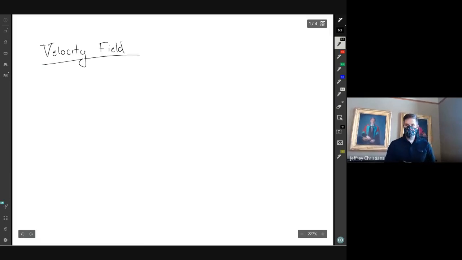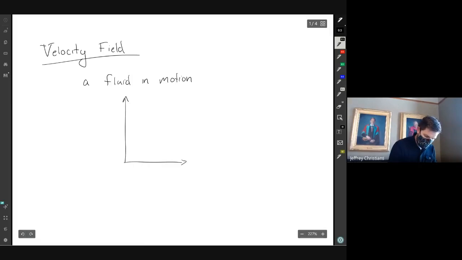Okay, so this is what we're going to describe. This is the motion of a fluid. So we have a fluid in motion, and we could describe that by looking at individual particles. So we're going to put it on a coordinate system because we're going to try to describe this mathematically. So this is the y direction, that's x, we'll call that z.